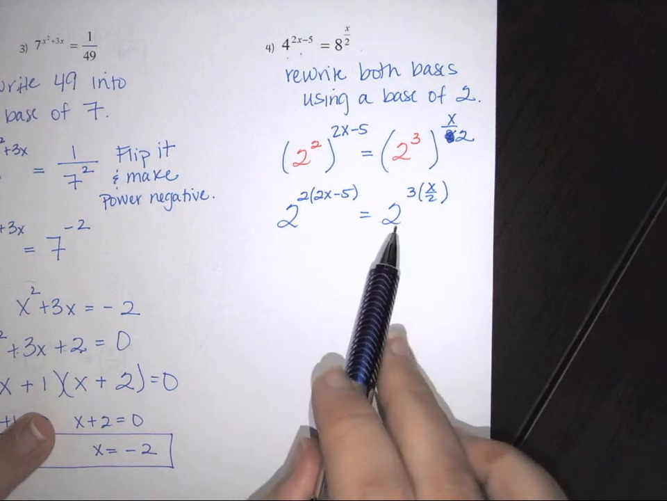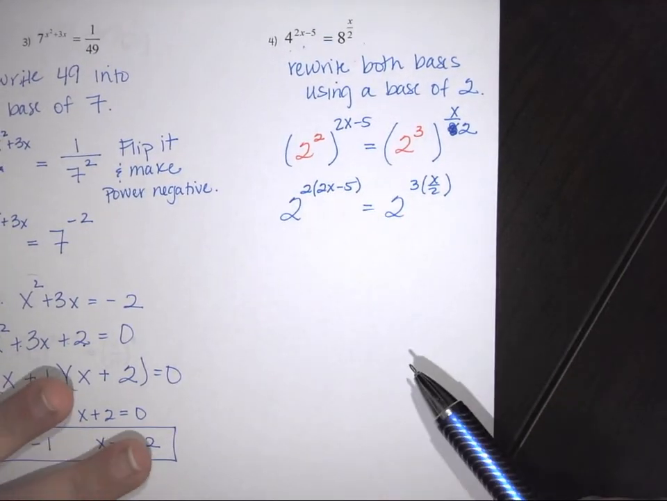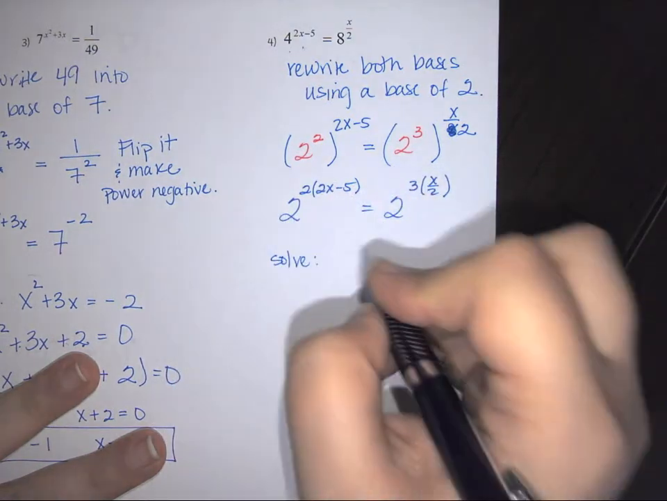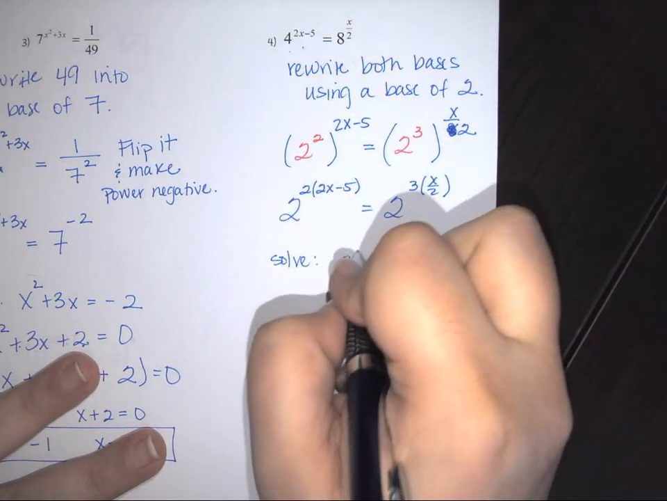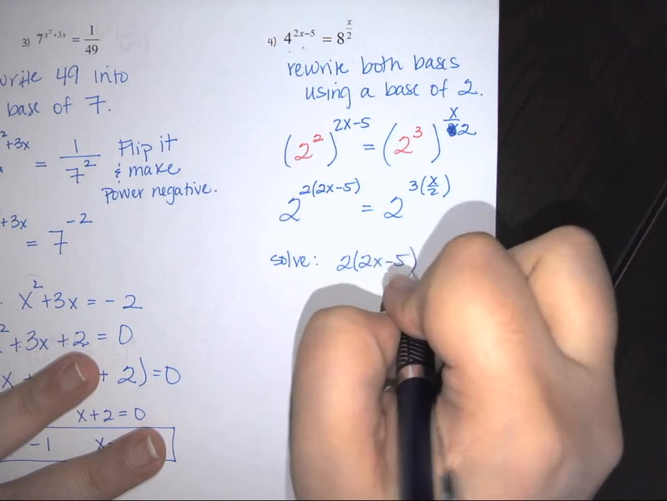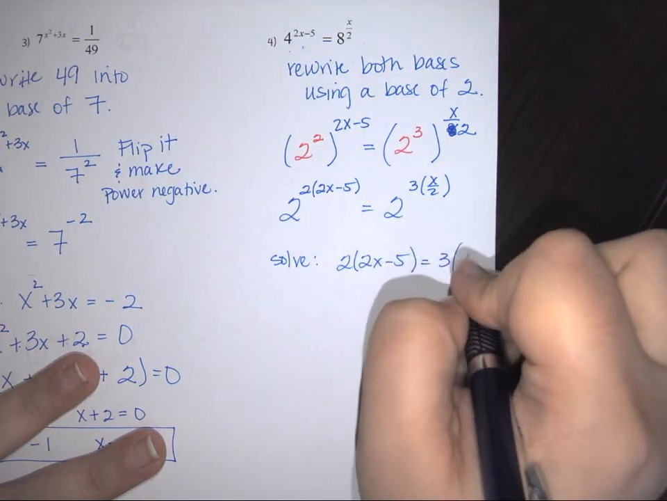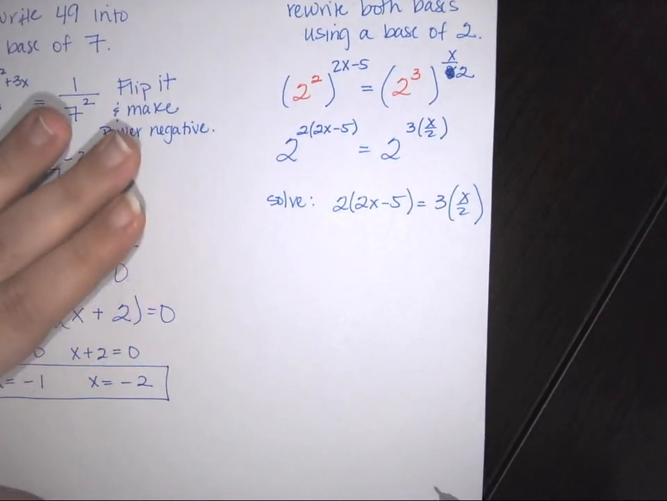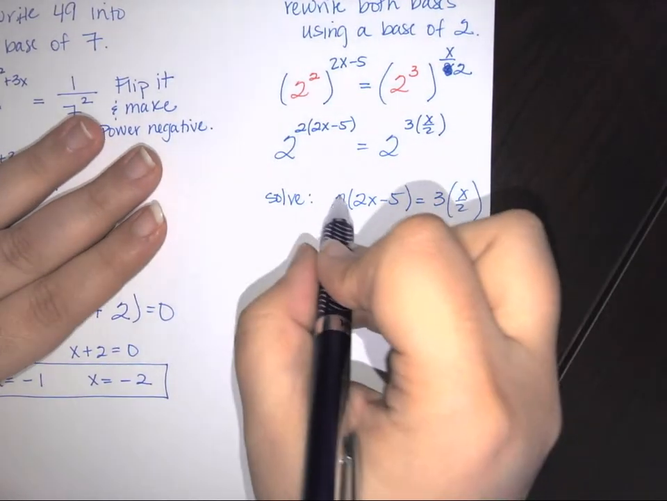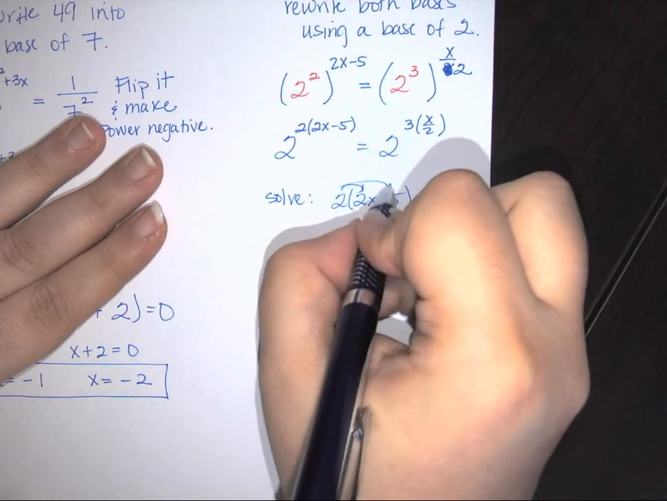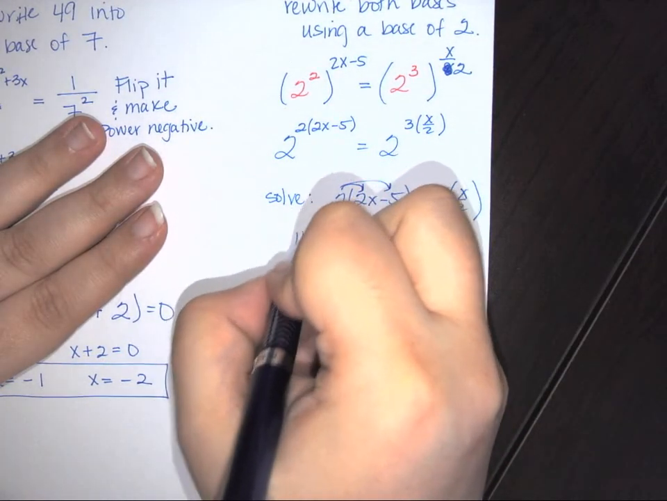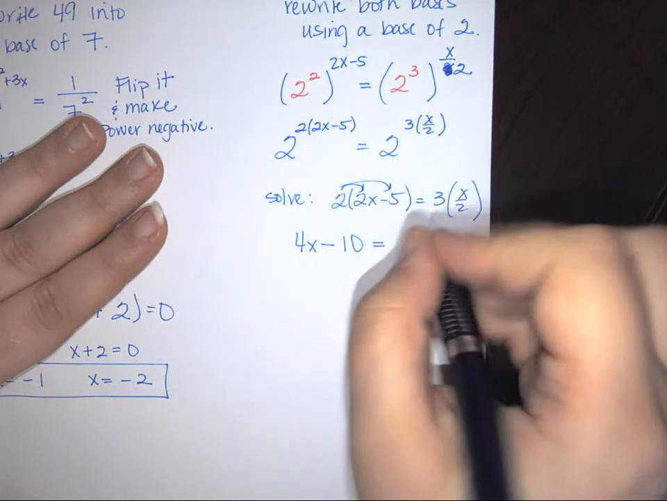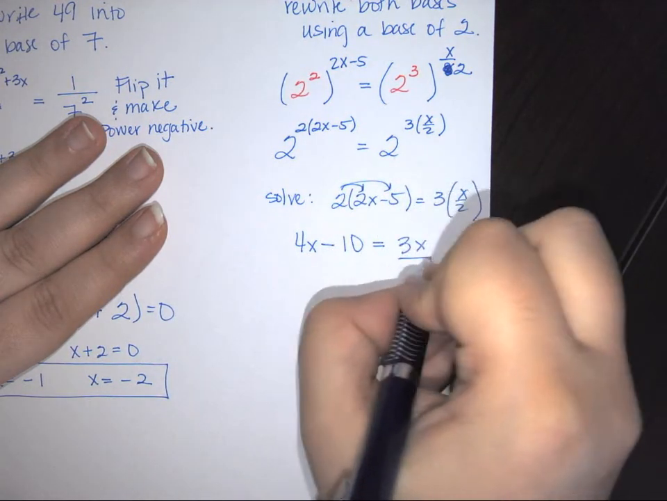Again, since my bases are identical, it means that I can set my powers equal to each other. So I can solve the following. 2 times 2x minus 5 equals 3 times x over 2. And I need to solve this. So distribute that 2 through. So this becomes 4x minus 10 is equal to 3x over 2.